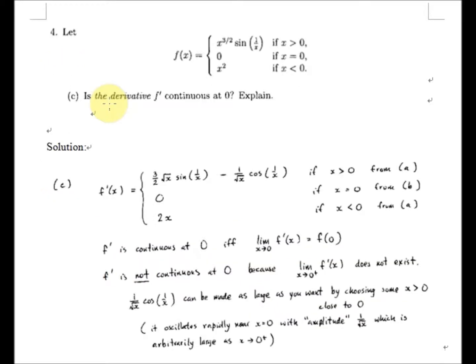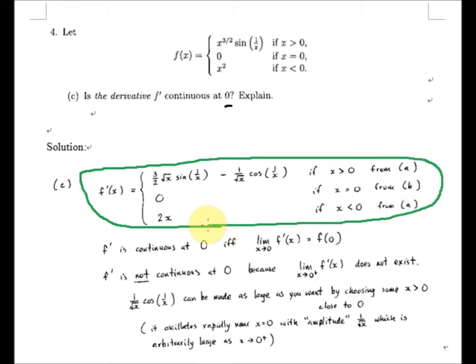With the same problem, now we're asked whether the derivative of the function is continuous at 0. Okay, so as we saw from the last part, we already got this, with the answer simplified already. So now let's see what we should do. Even though now it's a derivative of a function, it's still a function. If you want a function to be continuous, then you want to have this.